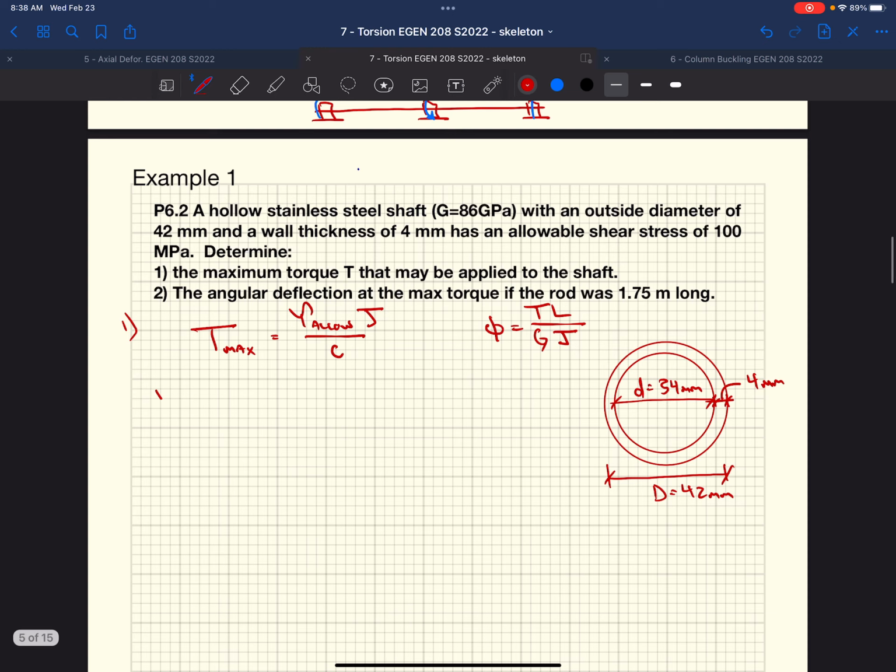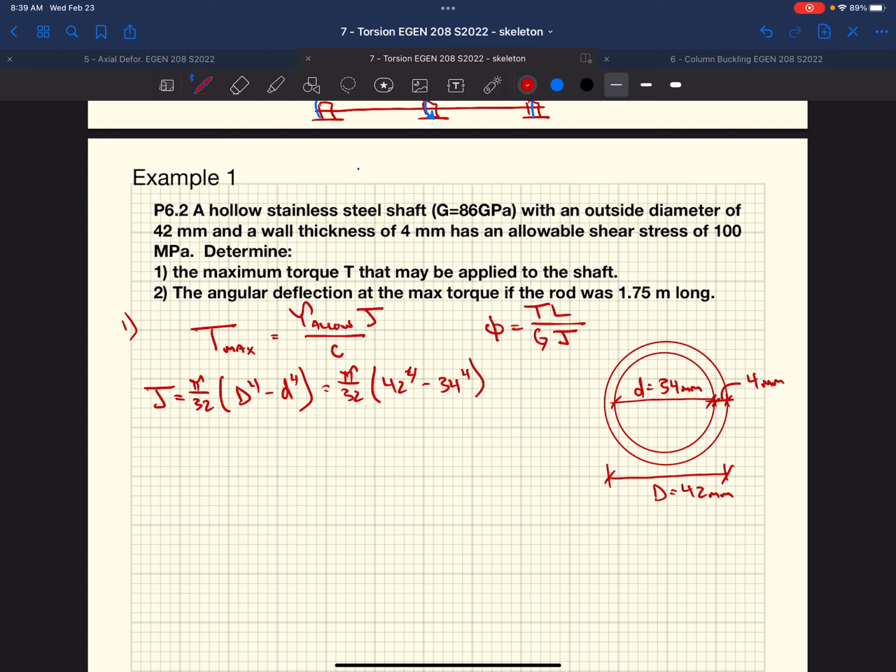So if we know that our polar moment of inertia, based on the diameter of a hollow shaft or a pipe, is our outside diameter to the fourth minus the inside diameter to the fourth, times pi over 32. So we get pi over 32 times 42 to the fourth minus 34 to the fourth. We end up with a polar moment of inertia of 174,296 millimeters to the fourth. So we have J.